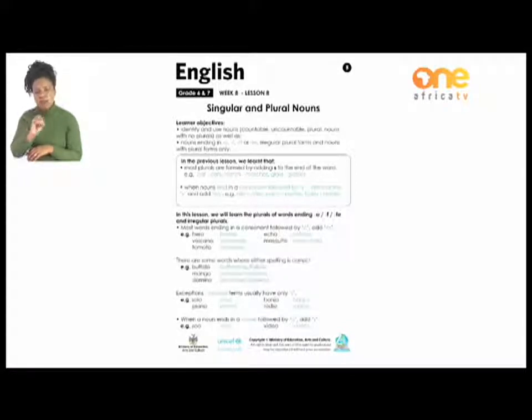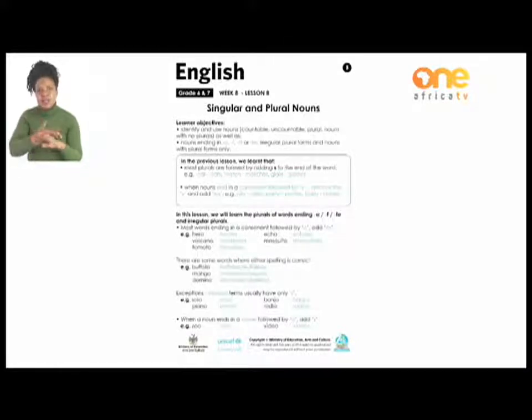However, there are exceptions. With musical terms, we usually have only an S. For example, solo is solos, banjo, banjos, piano, pianos, radio, radios. When a noun ends in a vowel followed by O, we only add S. Zoo, zoos, video, videos.